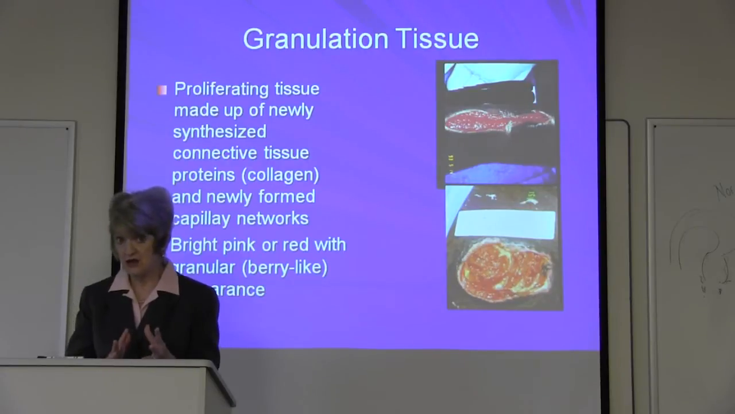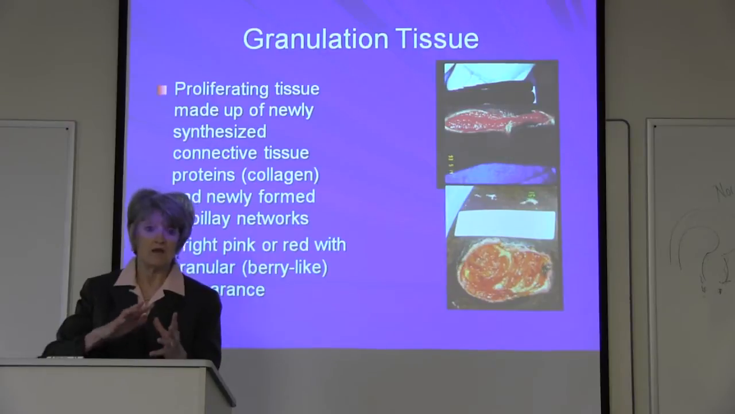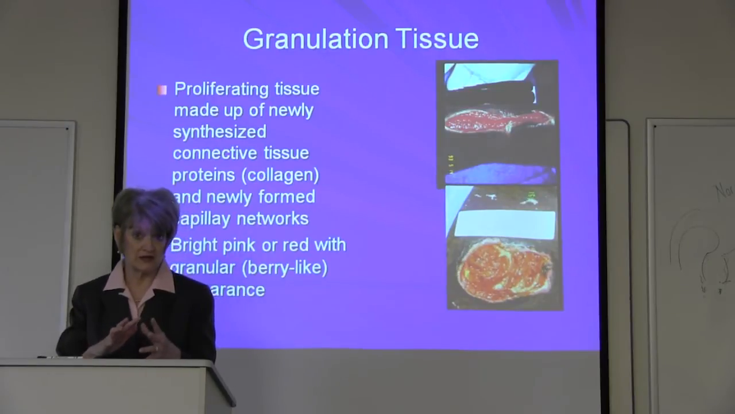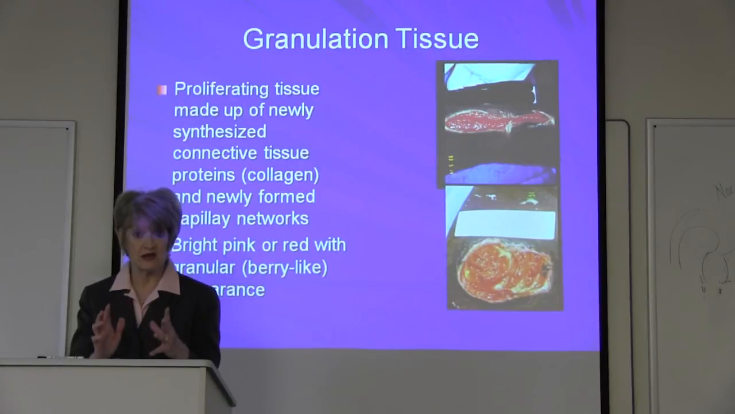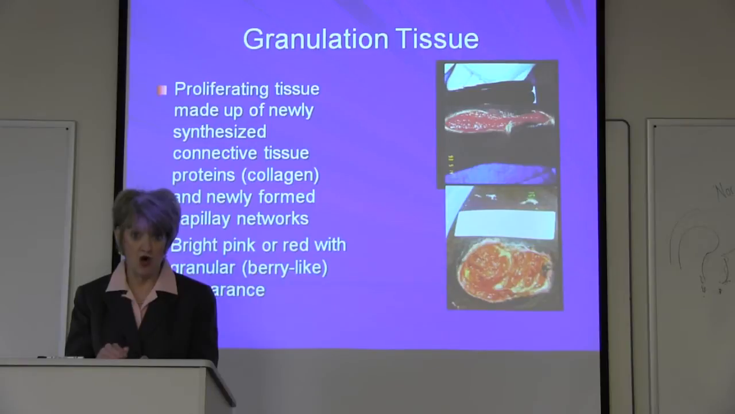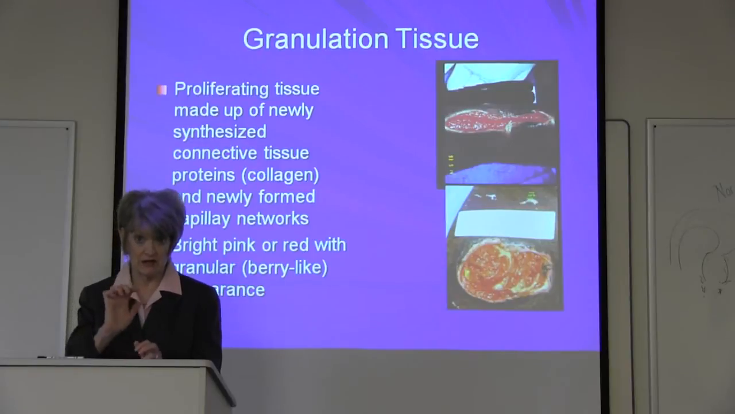And it's that combination of new collagen fibers and other connective tissue protein strands and the capillary loops that give granulation tissue its dark pink or bright red color and that irregular, bumpy, very tight surface. Granulation tissue is not smooth. Granulation tissue is always irregular. It's always very light on the surface, and that's because of those capillary loops.